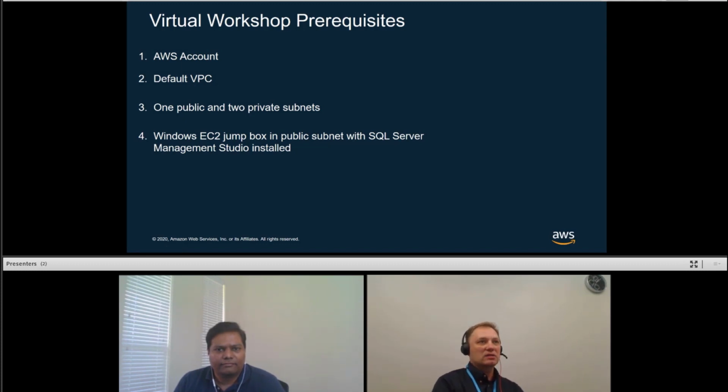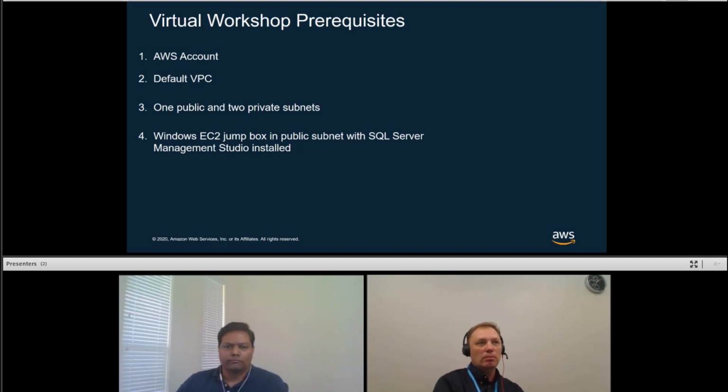Prerequisites for this workshop. We will have lots of hands-on, so obviously you need an AWS account. Every AWS account comes with a default VPC, and that's where I'm going to be deploying my resources. You're welcome to do the same, or if you wish, you can provision your test VPC and deploy your resources there. Third, we're going to need at least one public and at least two private subnets. This is a database workload, so I'm going to be deploying those into the private subnets. This is a security best practice.